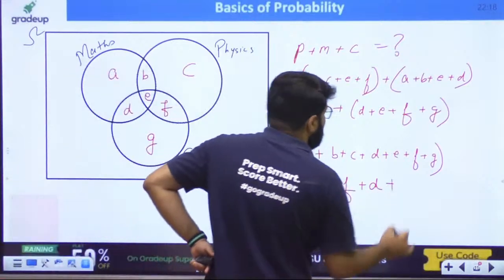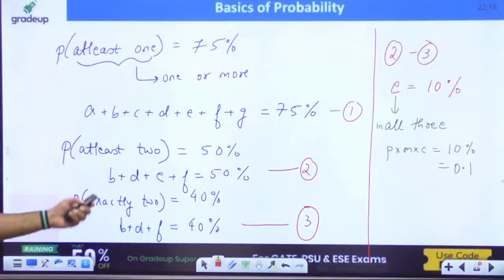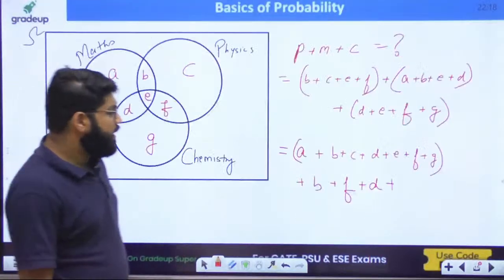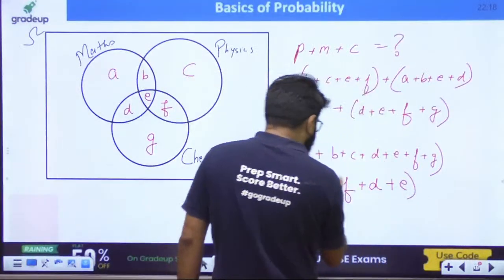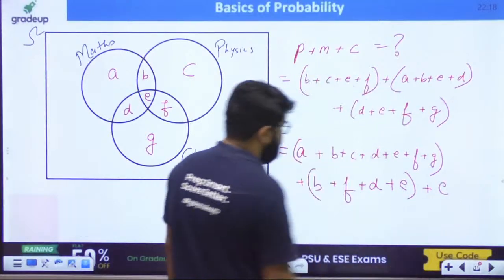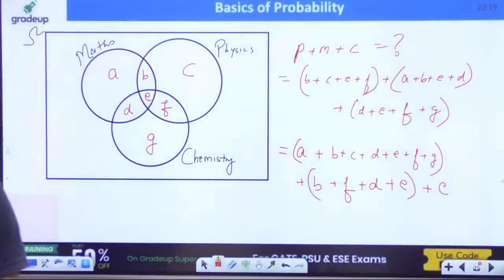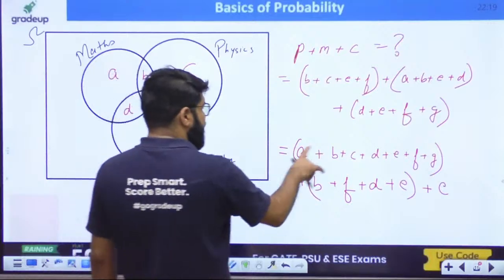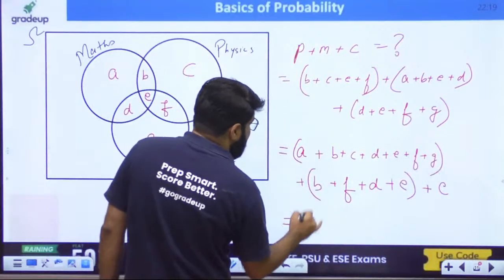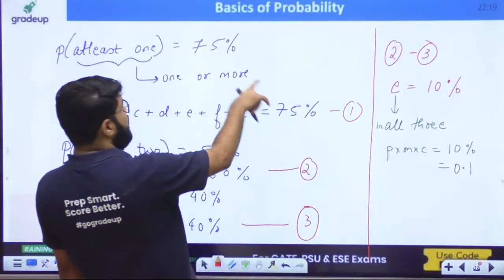Okay, then what else is repeated? E is coming thrice. Okay, so one more E here and one E here. Now if you actually see, you get the answer, right? A, B, C, D, E, F, G is basically equation number 1.